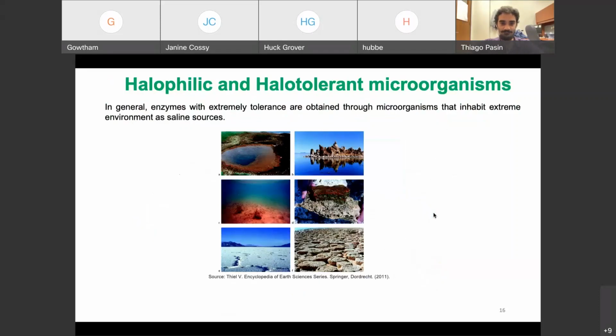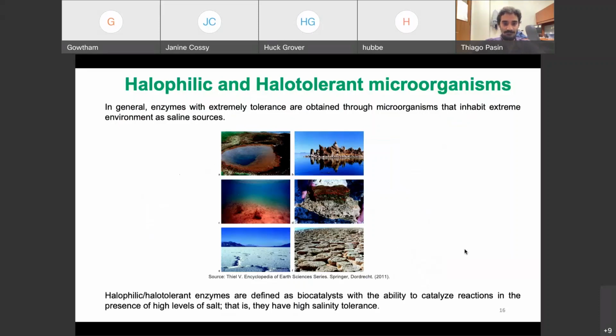So the halophilic and halotolerant enzymes come from microorganisms that in general inhabit extreme environments such as saline sources. And these enzymes are defined as biocatalysts with the ability to catalyze reactions in the presence of high levels of salt. So they have high salinity tolerance.